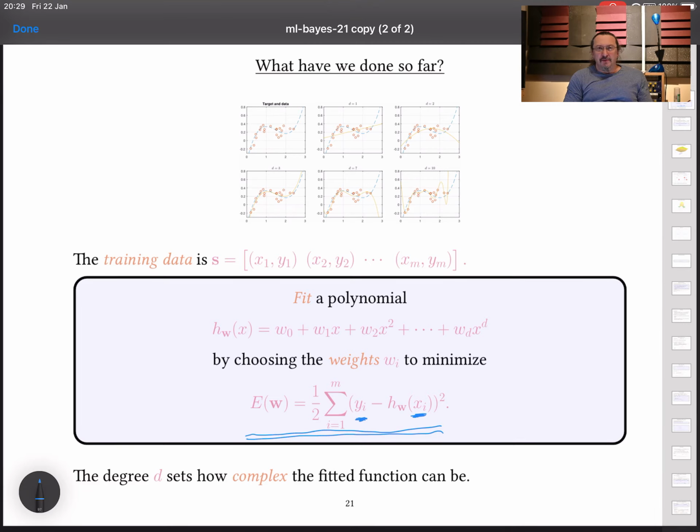And I try to choose w, the weights, or if you like the parameters in this case of this polynomial, in such a way that E(w) is minimized. That's what I've done in order to generate this, and that's what we did when talking about backpropagation and multilayer perceptrons in the course last year.